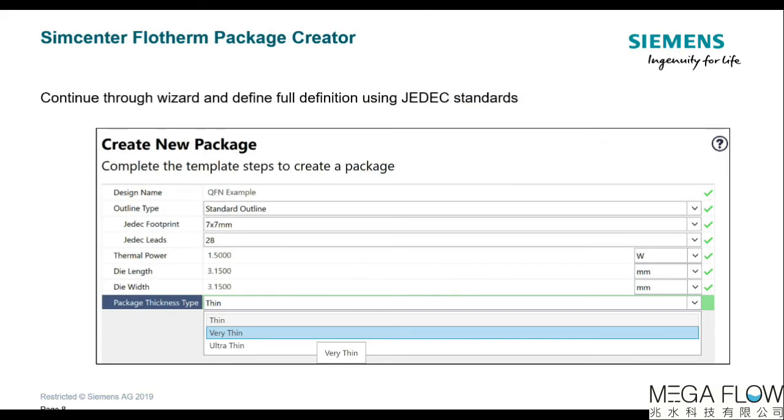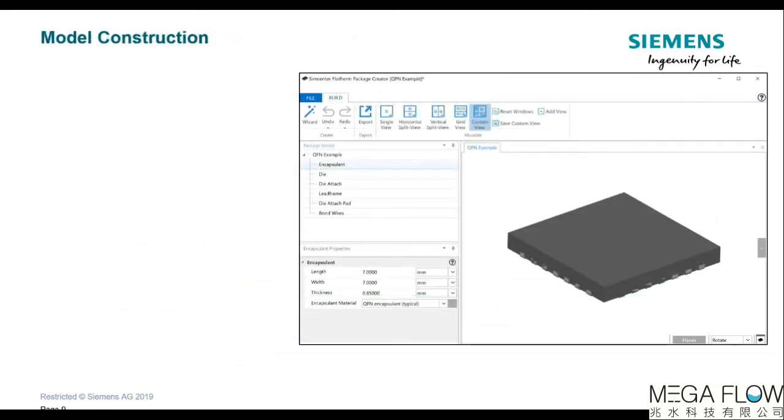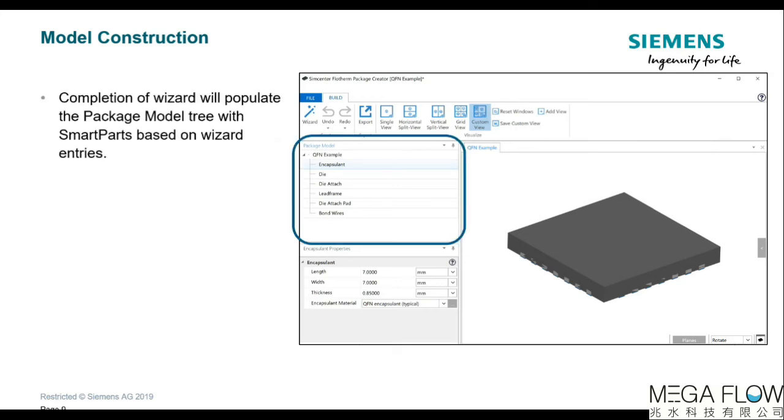The user is then guided step by step through other settings, either selecting the default values based on the JEDEC outline or making appropriate changes based on their specific design. At the end of the wizard, the user creates a thermal model. This process then populates the package model tree with an appropriate set of smart parts, which together make up the construction. These will vary depending upon the package family.